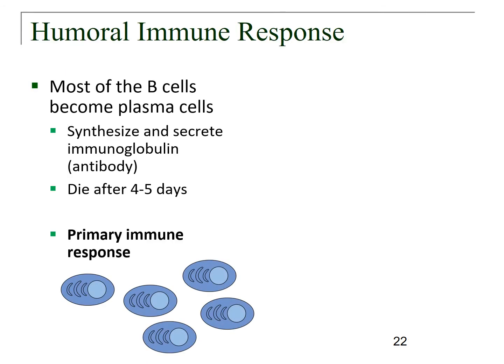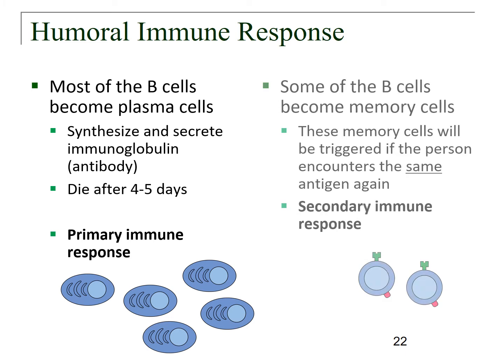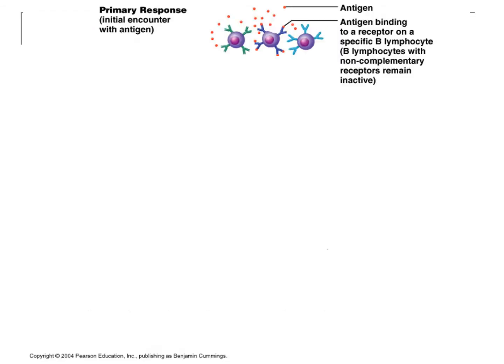Okay, so going over the humoral immune response, most of these B cells become plasma cells, and so what they're going to do is synthesize and secrete an antibody, and they'll die after 4 or 5 days, but this is your primary immune response. Now, from this primary immune response, not all of the B cells become plasma cells. Some of them become memory cells that are stored in places like lymph nodes, and they get triggered if you encounter the same antigen a second time, and this causes a secondary immune response. So we're going to take a look at the primary and secondary immune responses in a bit and compare them.